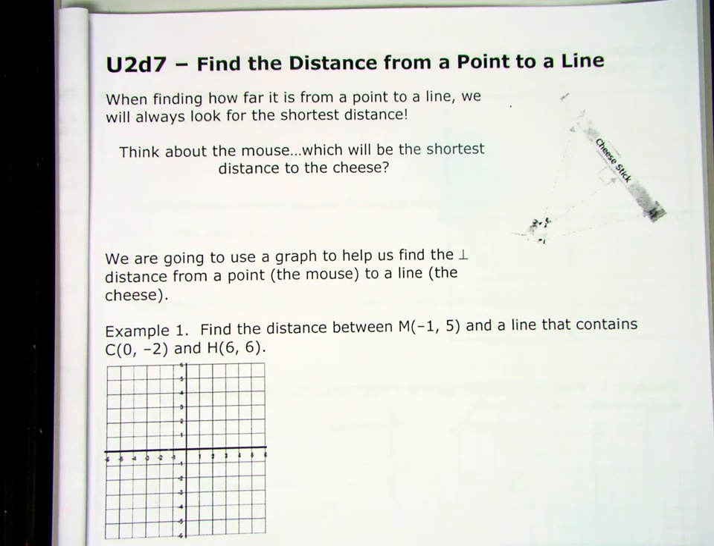Okay, if I wanted to know how far I am from the wall that has the screen on it, I wouldn't measure at a weird diagonal to see how far I am from that wall, right? I'd measure straight to that wall at a 90-degree angle, okay?